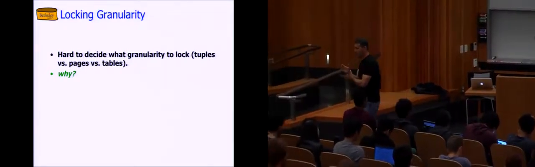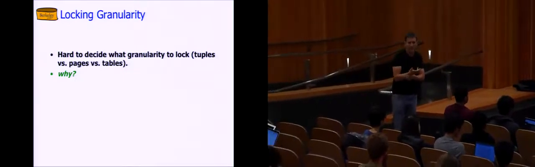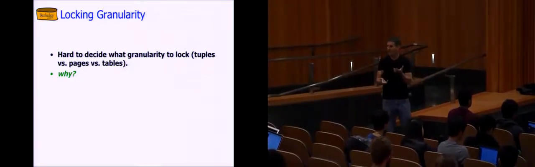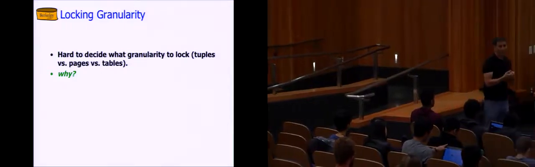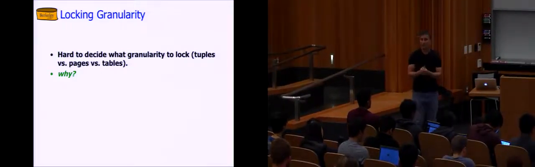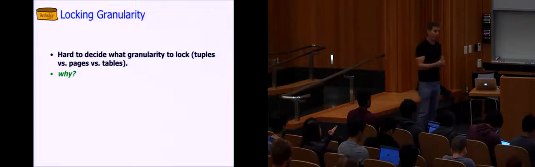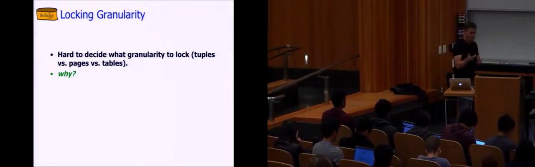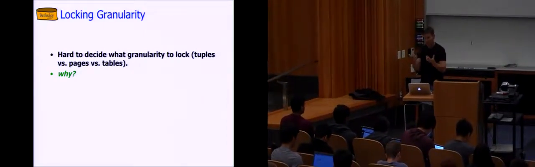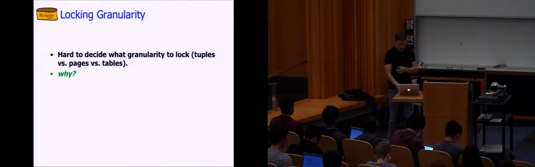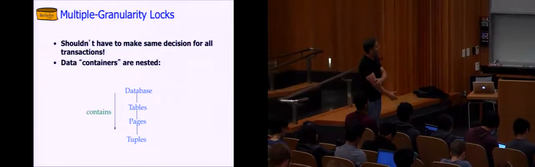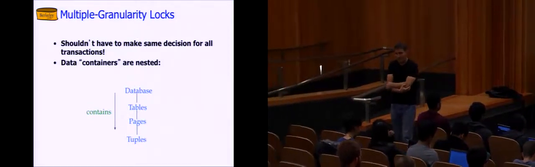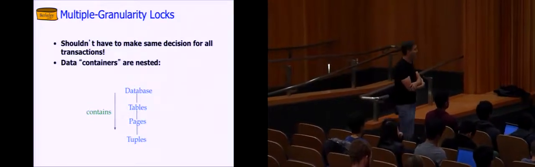All right, so maybe we should just compromise. Maybe we should just lock something kind of in-between, like maybe pages. But that might not satisfy either of our needs, yeah? So what would be really nice would be to choose the lock granularity that's appropriate to the granularity of work we're doing. You want to touch an individual tuple, you should be able to lock a tuple. I want to touch every tuple, I should be able to lock a table, etc. So this is the idea behind multiple granularity locking. And we just shouldn't have to make this decision for all transactions or even for all actions within transactions.